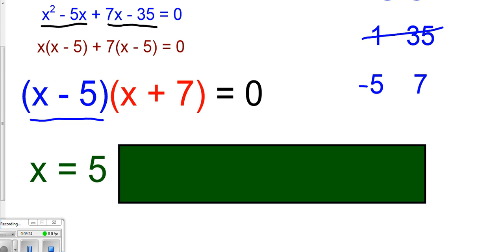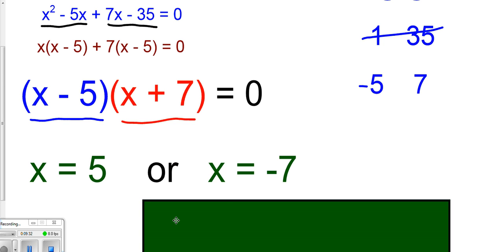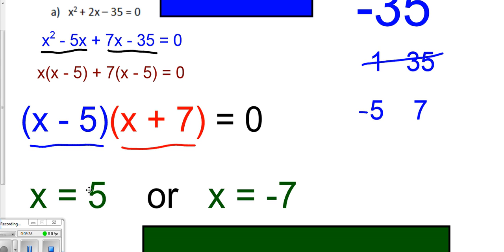Same thing. Looking at our red factor, x plus 7, if we wanted that to be equal to 0, x would have to be negative 7. So these are our two possible solutions. X can either be 5 or x can be negative 7. That would make this piece true. If x were 5, then 5 minus 5 is 0, and 0 times anything equals this 0. If x were negative 7, we'd plug it in right here. Negative 7 plus 7 is 0, and 0 times anything is 0. So these would be our two solutions.